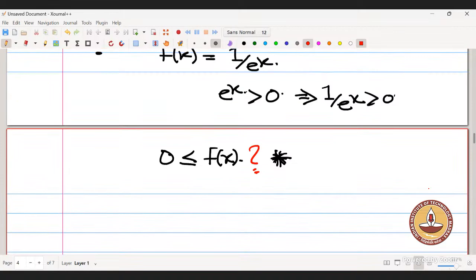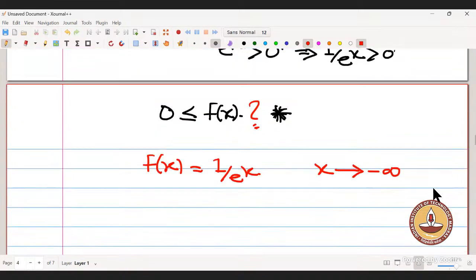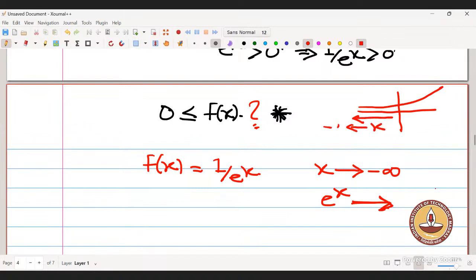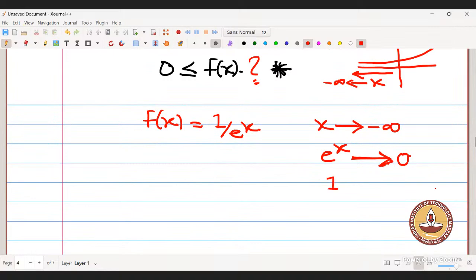No, sir. It is an exponential. See, the thing is, you try to understand 1 by e power x. You know that if x is going towards minus infinity, then e power x will go towards what? Not infinity. When x is going towards minus infinity, e power x goes to zero. Then 1 by e power x will, on the opposite, go to infinity, right?